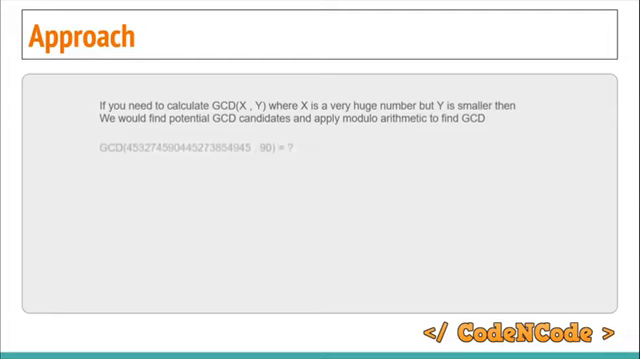Let me show you how, and what the potential candidates are. Suppose the question was this: 4 into 10 to the power 20, roughly.